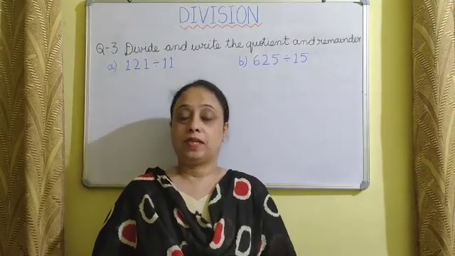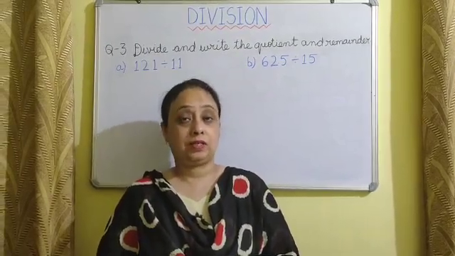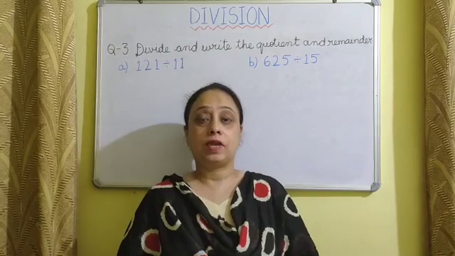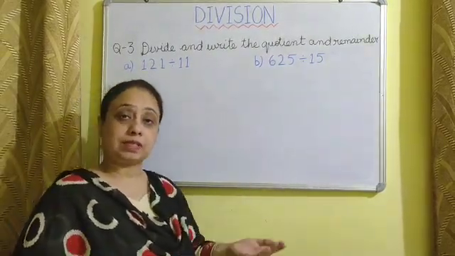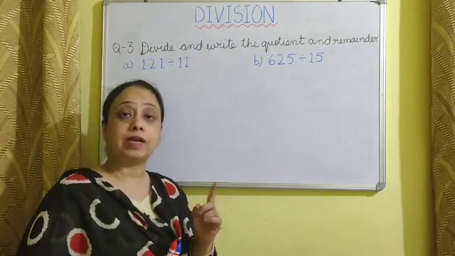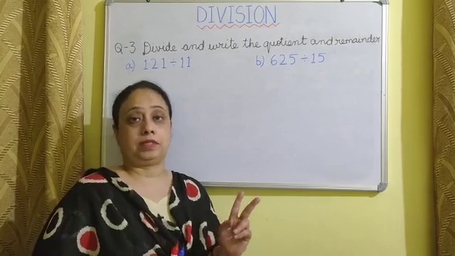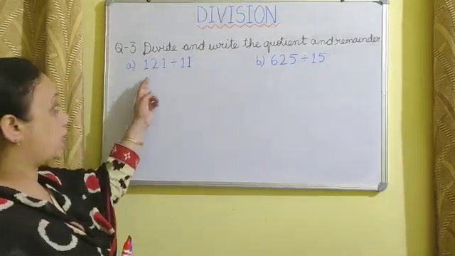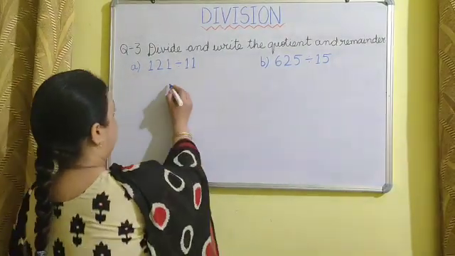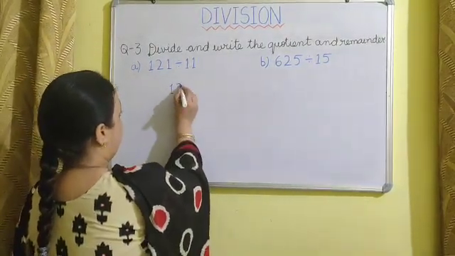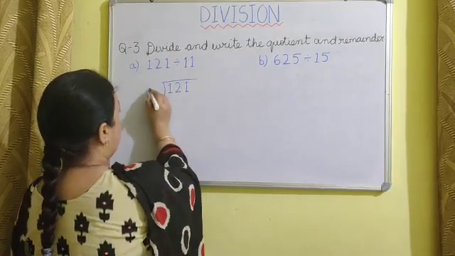Children, do you remember that I asked you to learn the tables from 2 to 20? Do you know why? Because now we have to divide by two-digit numbers. In my previous class, I told you to divide by one-digit numbers. Now we are going to divide by two-digit numbers. Our first division here will be 121 divided by 11.